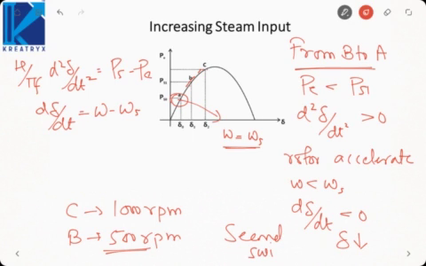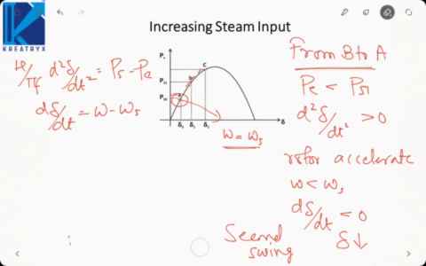Earlier when we were considering the case going from A to C, that is called the first swing. While coming back from C to A, it will be called the second swing. And when applying the equal area criteria, we only apply it to the first swing, because it is also called the first swing stability criteria.